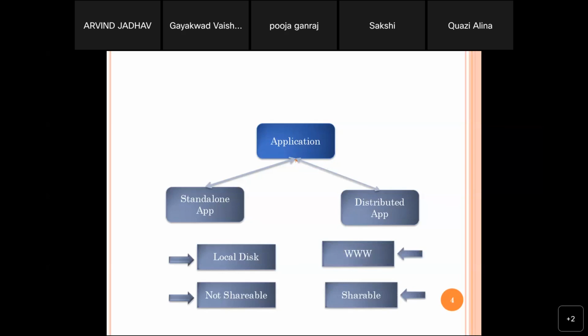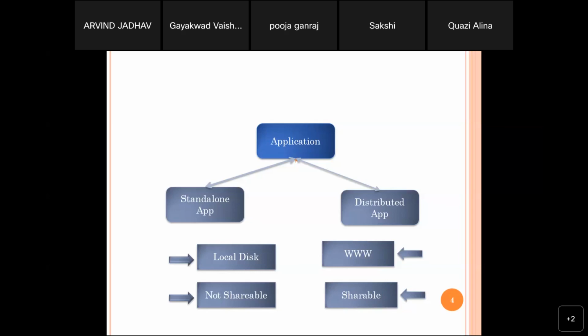This is the application, and this is important. Applications are categorized into two types: standalone application and distributed application. First, a standalone application is executed on the local disk, and its result is not shareable. Example: calculator and Microsoft Paint. A distributed application runs in the context of the World Wide Web, and its result is shareable. Okay, make a note of that.